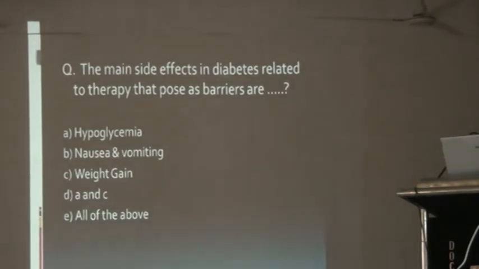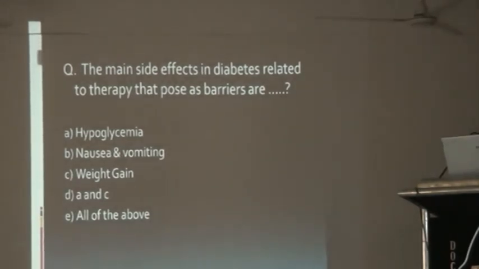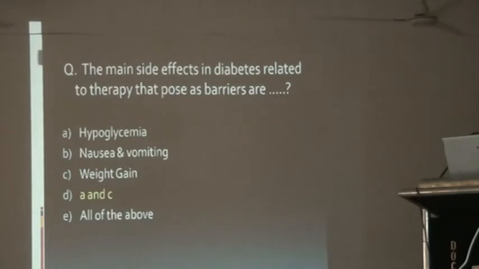Next question. The main side effects in diabetes related therapy that pose as barriers are? All of the above. All of the above? Alright? A and C. Okay. I hear a woman's voice, the tenor is high, so that has the weight. So it is A and C. Thank you.